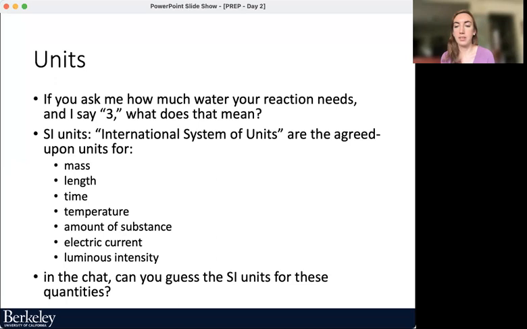I'm seeing kilograms, I'm seeing meters, yeah. Any of the other ones too, you can throw in time, temperature. I see seconds, I see pounds, Celsius. I see meters again, temperature in Kelvin. So some people said Kelvin, some people said Celsius. Yeah, so it seems like people are pretty confident about mass, length, time, and temperature, and then less so about the other ones, which is totally understandable.